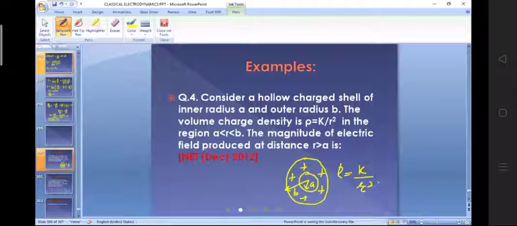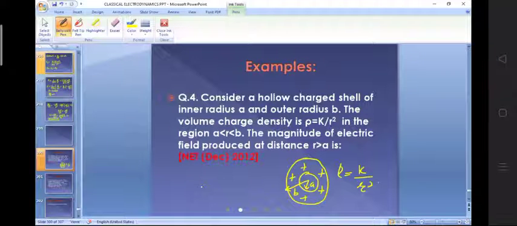So for r greater than B, obviously it will be proportional to 1 divided by r square, because whatever the charge density is, whether it is uniform or non-uniform, whether it is a spherical shell or a hollow sphere or a solid sphere, the electrostatic field outside will always be proportional to 1 divided by r square. Then from here to here you can safely calculate it accordingly. So this is a home lesson for you. I'm sure you must be able to do it now.